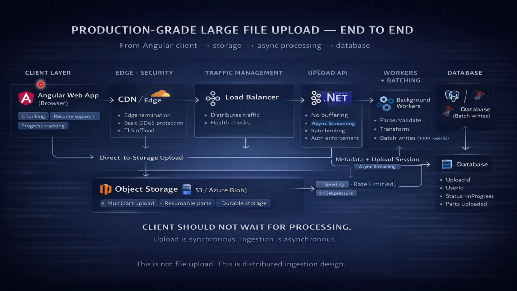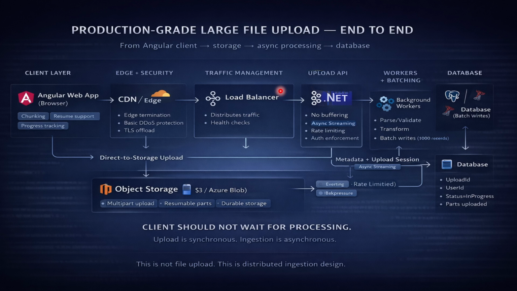The Angular client sends a request to upload the file. The user starts from the client application. The browser uploads the file in chunks with resume support and progress tracking. The request first hits the edge layer, which is CDN, Content Delivery Network, and security. This will take care of TLS termination, basic protection, and edge routing, right? And then it reaches the load balancer, where it will distribute the load to different API servers.